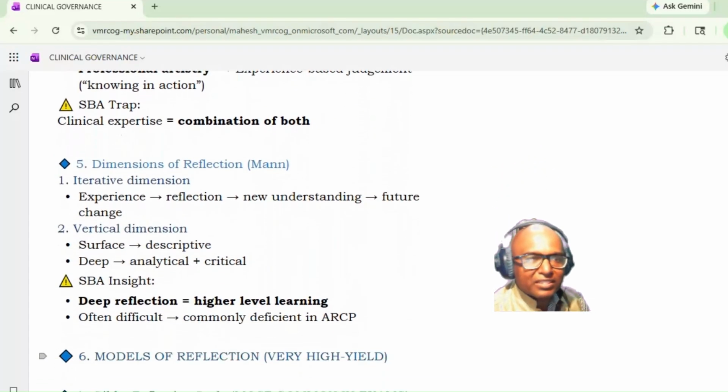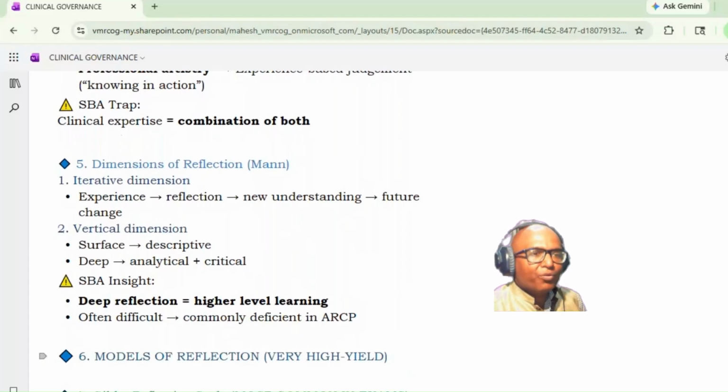Now, what is the dimension of reflection? This topic will not be asked in the examination, but basically it has an iterative dimension and a vertical dimension. Iterative dimension means it is the experience on which we are performing a reflection, getting a new understanding of the event, and we are changing the future. And the vertical dimension may be superficial or it may be deep.